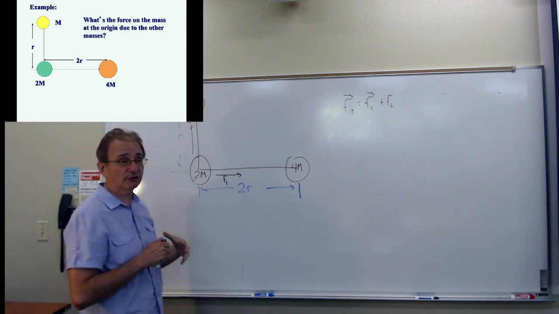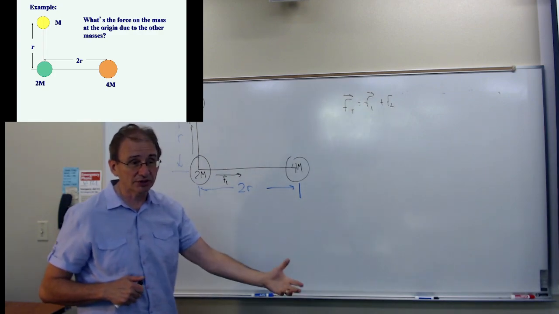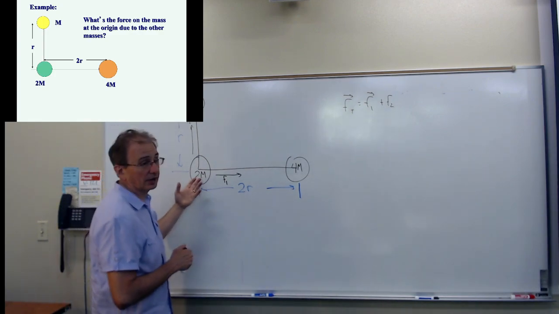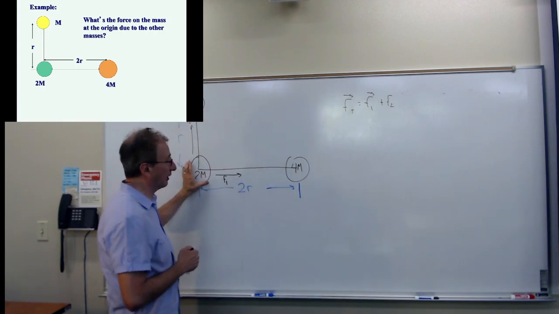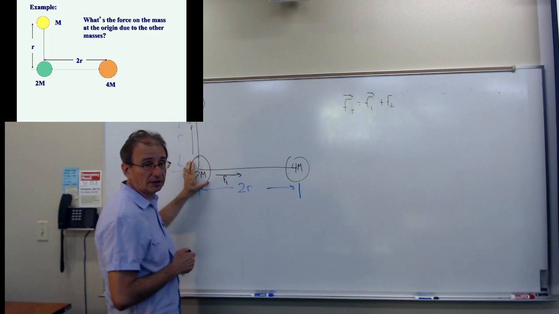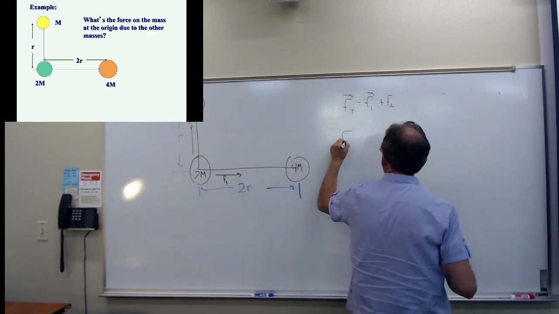So you only draw the forces, a free body diagram, on the object in question. So we're looking at this one. Okay? Because the force on these two is not going to affect the force on this object. Independent. All right, so what is the magnitude of F1?